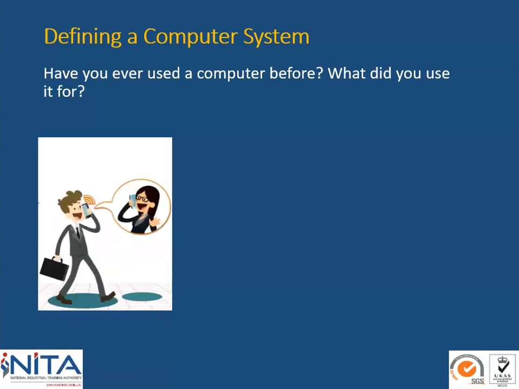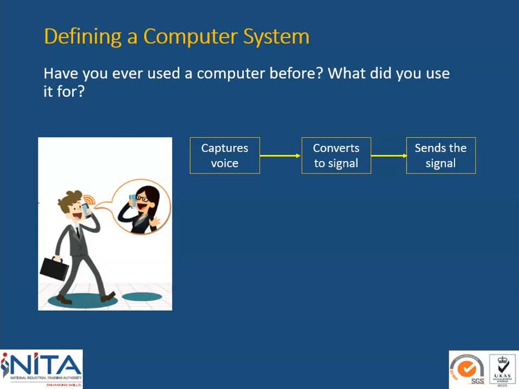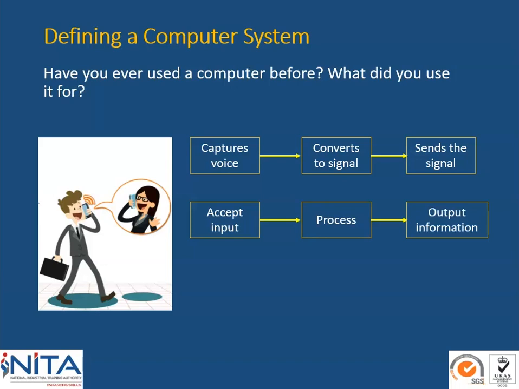Now, consider Kamau talking to his friend using a mobile phone. The phone captures Kamau's voice, converts the voice to a signal, and sends it to his friend over the mobile network. We say that a mobile phone is a computer because it takes input, for example, Kamau's voice, processes the input, that is converting the voice to a signal, and gives out an output, that is the converted signal.